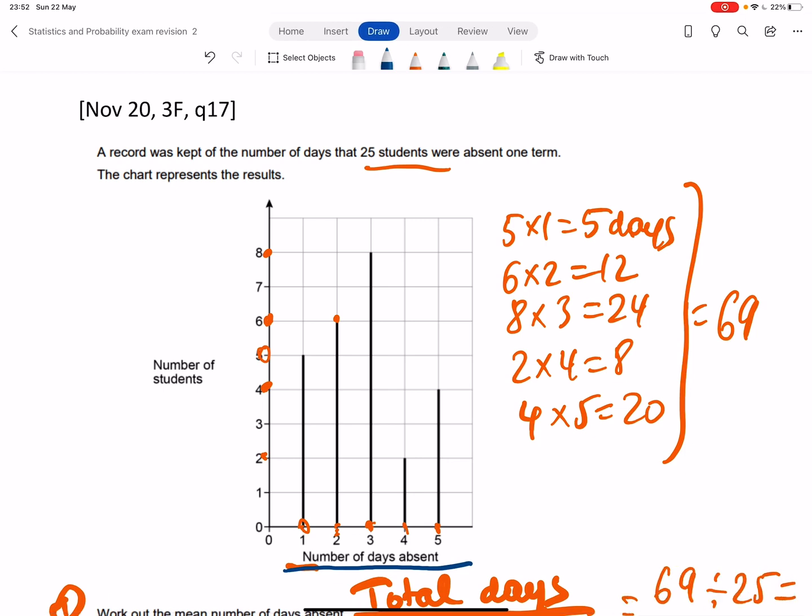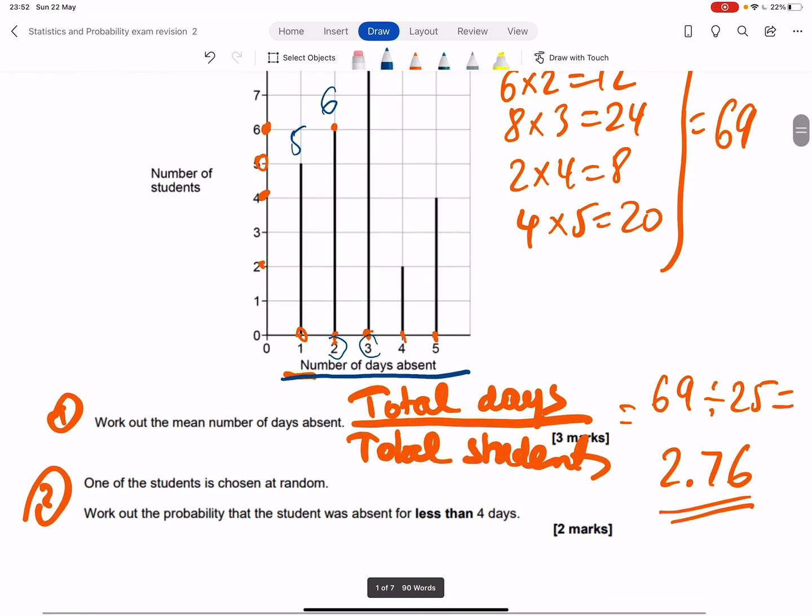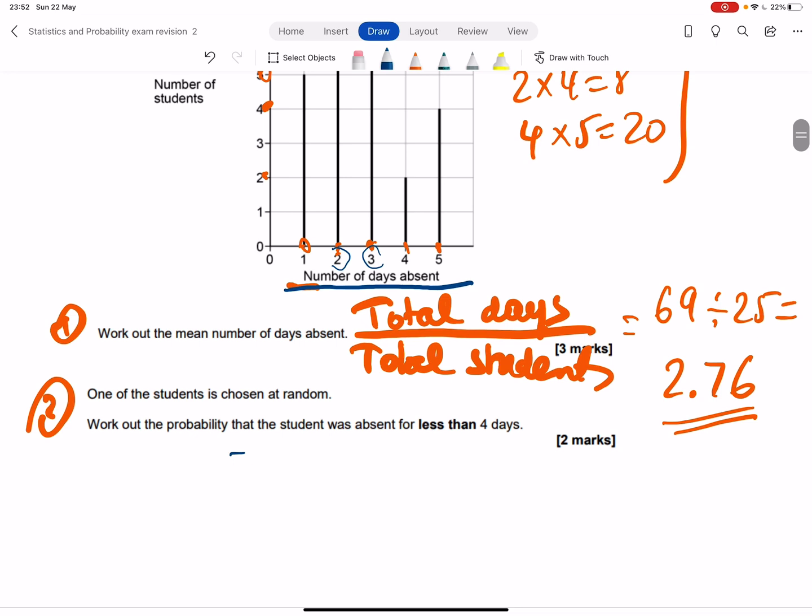That's 5. This one, 2 days, 6, and 3 days, 8 students. So we're going to add 5 plus 6 plus 8. We don't need to multiply across. We're just looking at the number of students who were absent. 5 plus 6 plus 8 will give you 19.